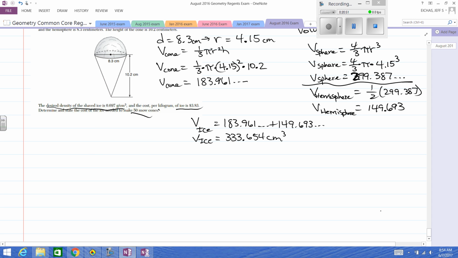What we'll do now is, and this is handled differently by everybody, I like doing density this way. I know there's a formula for it, but I like paying attention to units of measure. What this means is 0.697 grams for every 1 cubic centimeter.